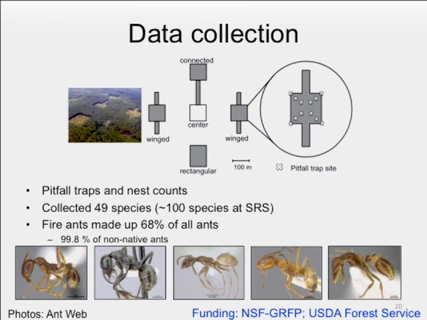So I collected data using pitfall traps and nest counts and collecting data directly from nests to determine social form. Found about 49 species. I've done a lot of ant collecting around the Savannah River site, and so I think the regional pool might be something around 100 species. Fire ants made up 68% of all ants, so they're major players in these patches, and they made up almost 100% of the non-native ants. So they are the major invasive species of ants in the system for now.